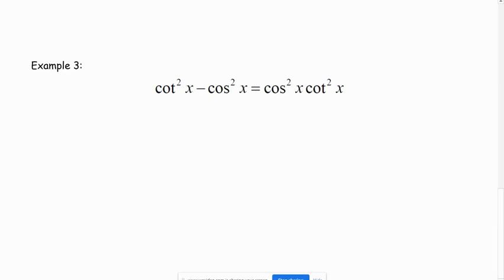Okay, so first I see that there's a cotangent function. By the way, there are always different ways to go about solving these. So just because maybe you solved it a different way than I did, that doesn't mean yours is wrong. There are typically lots of different paths you can take to prove that one side is equal to the other. So what I'm going to do is write cotangent squared as cosine squared over sine squared.